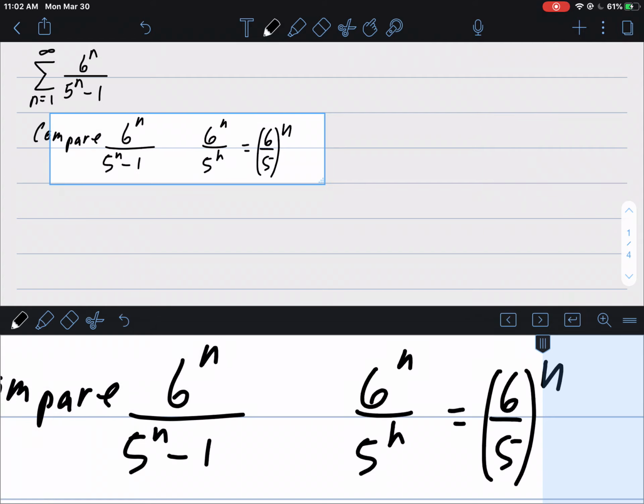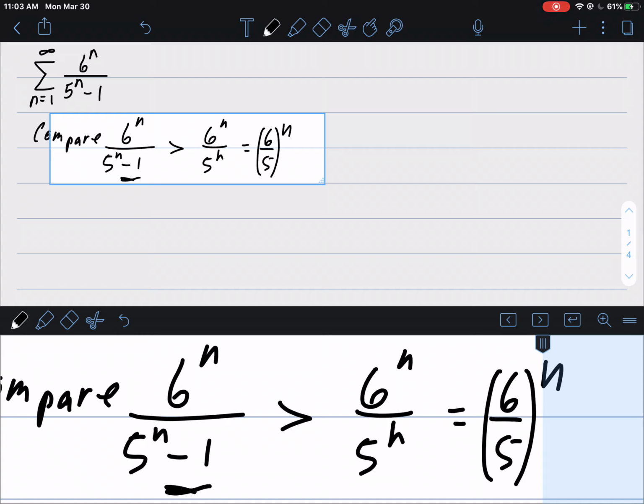But here's the comparison. First of all, I'm recognizing that I'm going to compare it to this divergent geometric series. So I need the comparison to be greater than. I need my terms to be larger than those of that geometric series. And that's what we have in this case, because if I take that denominator and decrease the denominator by 1, I'm increasing the size of the fraction. So our terms are larger than those of that geometric series.